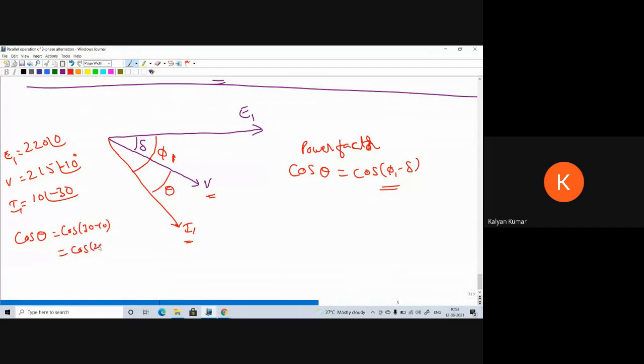Since I1 is lagging by 30 degrees here, we should not take cos 30. Power factor, E has been taken as reference, not V. So the power factor angle is the angle between terminal voltage and current. The angle between terminal voltage and current is the power factor angle. So we need to consider only the angle between V and I1.